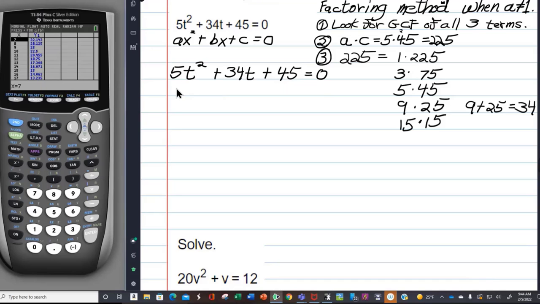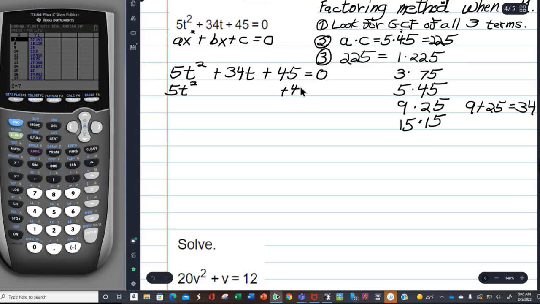Now I come to the next line. I write 5t squared and I write plus 45. And there's a gap in here, and this is what I have to do. There's no choice. 34t is going to split apart into plus 25t plus 9t. 25t plus 9t equals 34t. So we have not changed this. We've just rewritten it.